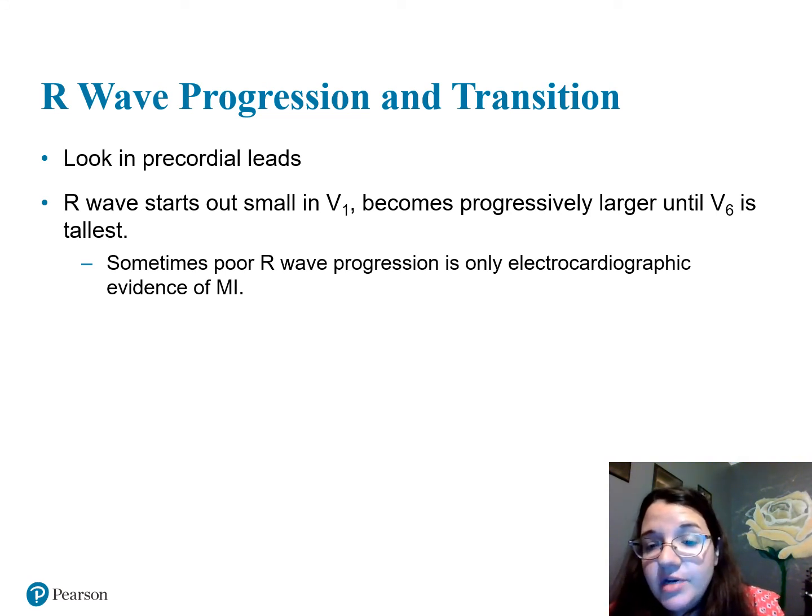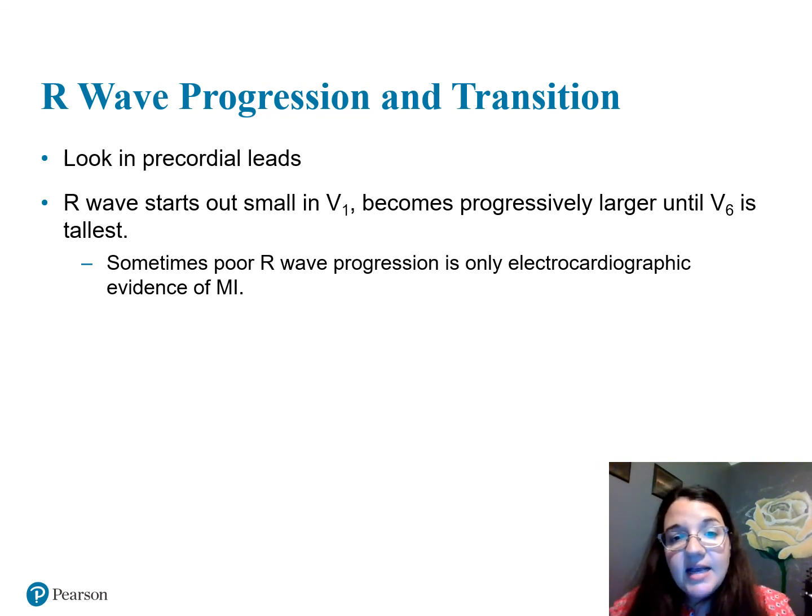So if we're looking at the precordial leads, this is V1 through V6. This is where the R wave starts out small, and then it becomes progressively larger, and in V6 it is the tallest. So remember, in V1 we want to start off with our QRS complex having a negative deflection, and we want to wind up having a positive deflection by the time we get to V6. We can see this transition by looking at that R wave, right? Is my R positive or is my R negative? If it's negative, do I have an R? No, I have a QS deflection.